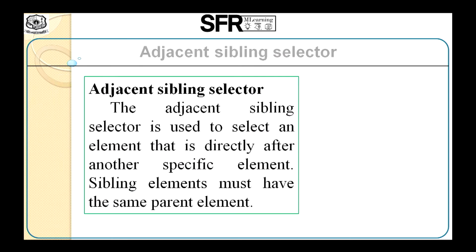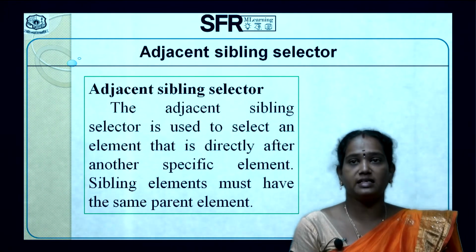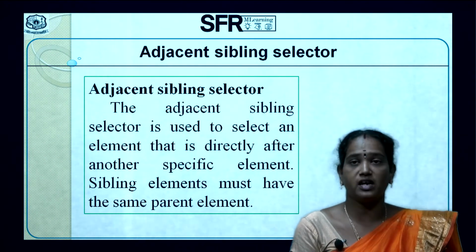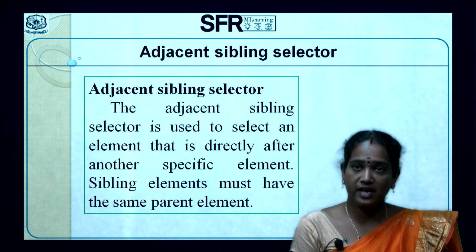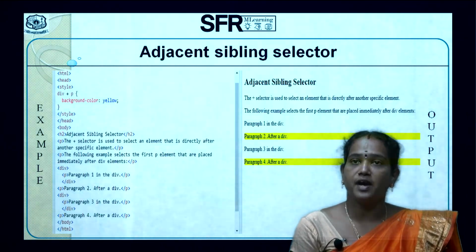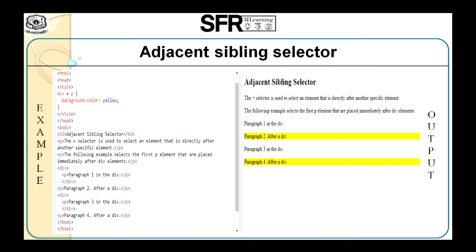The next one is the adjacent sibling selector. This selector is used to select an element that is directly after another specific element. The sibling elements must have the same parent element. Here is the example of the adjacent sibling selector, and the output is displayed on the basis of the siblings used in this web page.